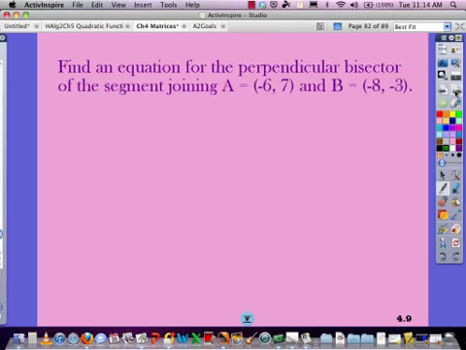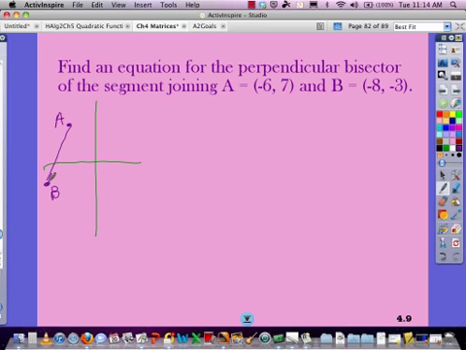Next, find an equation for the perpendicular bisector of a segment joining point A, (-6, 7), and B, (-8, -3). Now on a regular coordinate graph, if we would just visualize where we're at here, if I said I'm at (-6, 7), we'll go up there about, we'll call that point A, and then I'm at point B, which is (-8, -3), so down here is point B. We're talking about I need something that is the perpendicular bisector of that.